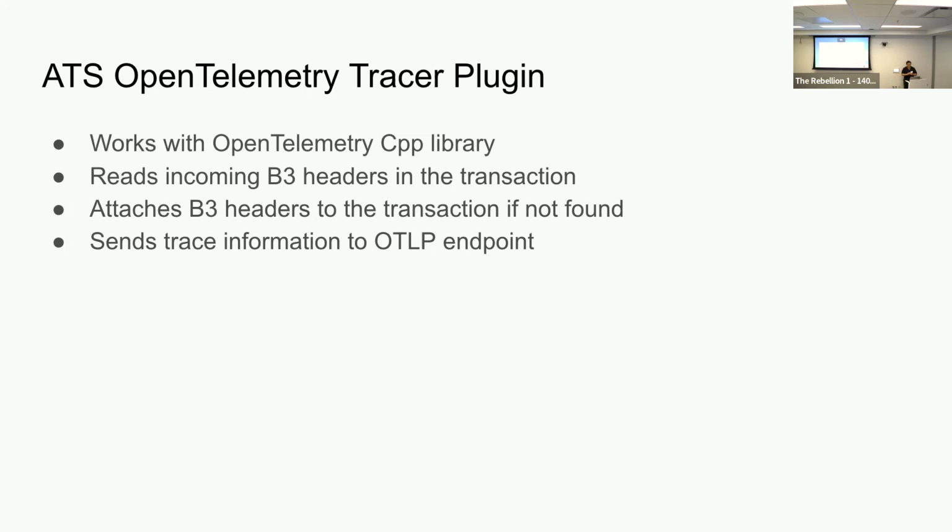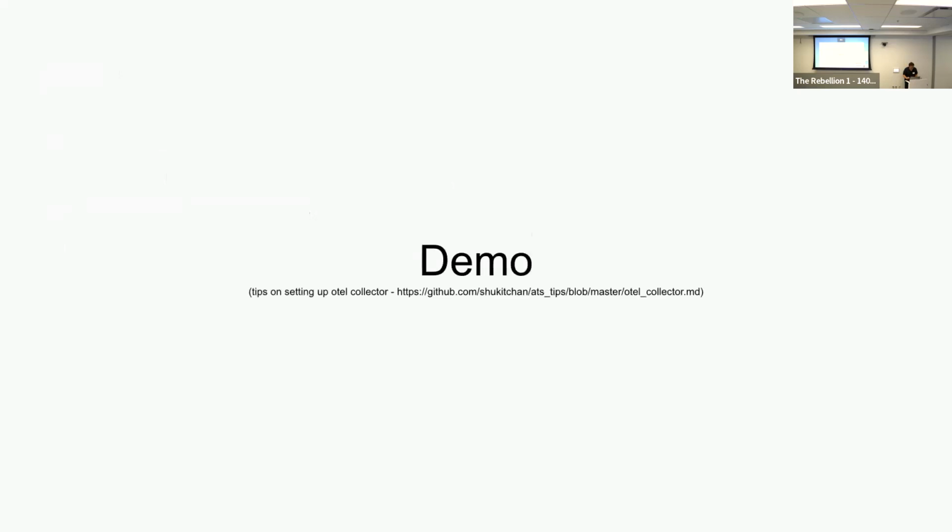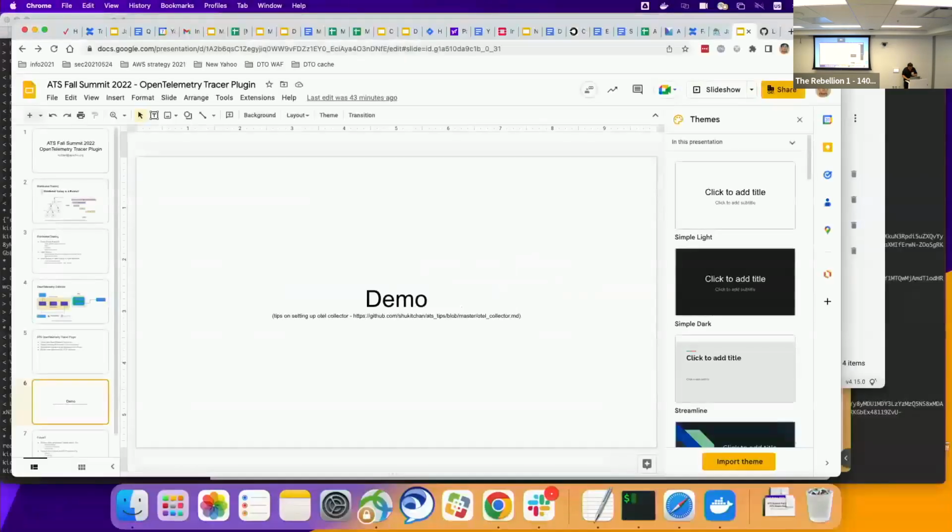And at the same time, the ATS will also send trace information to an OTLP endpoint. OTLP stands for OpenTelemetry protocol. All right, so a really quick demo. Let's see if I get this right.